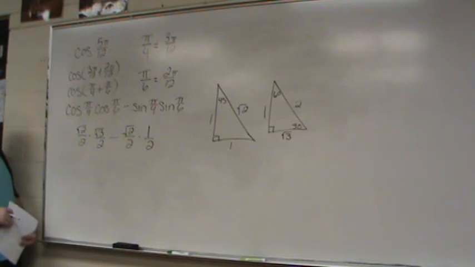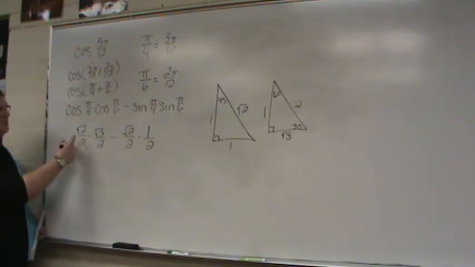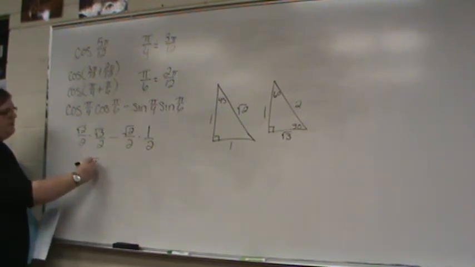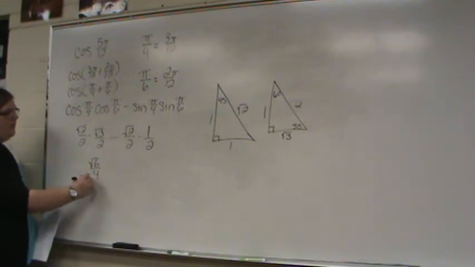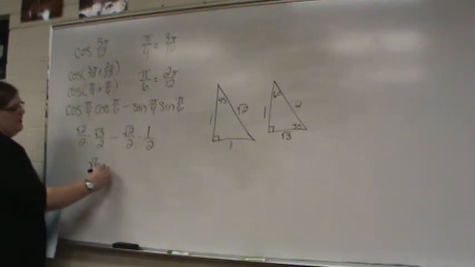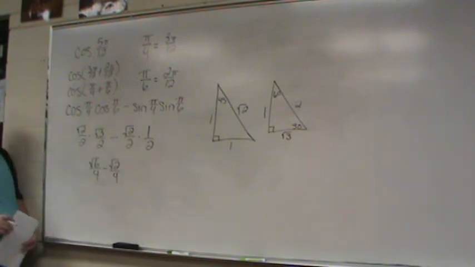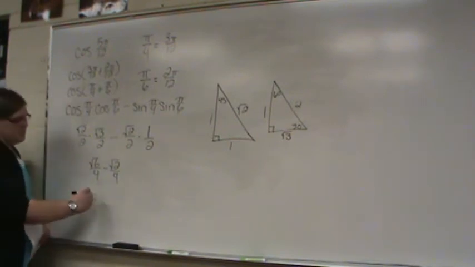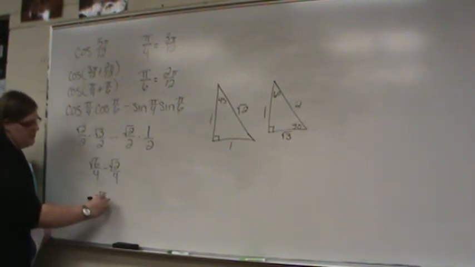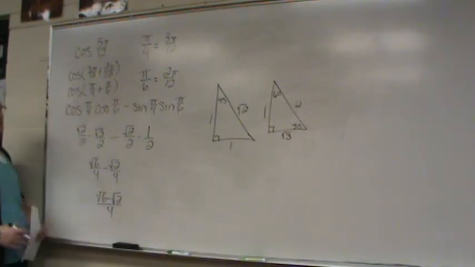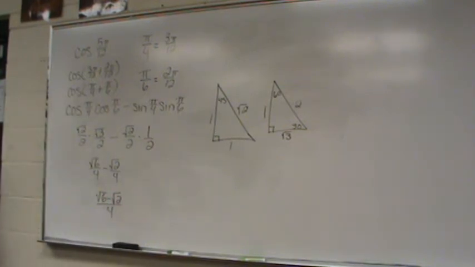So then we're just going to multiply these fractions across. So here you're going to get root 6 over 4 minus root 2 over 4. And then we have the same denominator, so we can just combine those. So you're going to get root 6 minus root 2 over 4. So that's our exact answer for the cosine of 5 pi over 12.